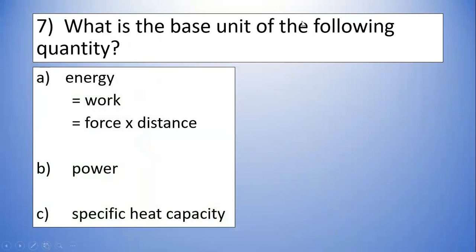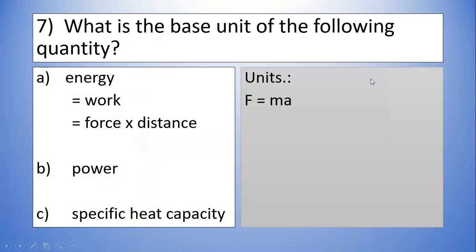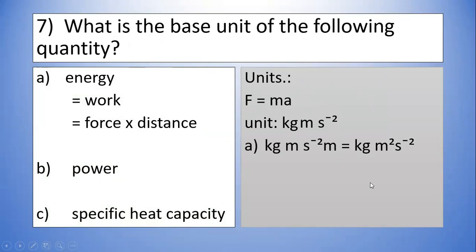It can ask you to find the base unit of energy or the dimension of energy. You can use work, or you can use force and distance. Unit of force is mass times acceleration. Go to the definition. Mass is in kilogram. Acceleration is m s^-2. So that is your unit for force, which we call Newton. Okay, simplify it. Energy is your force times your distance. Right? kg m^2 s^-2.